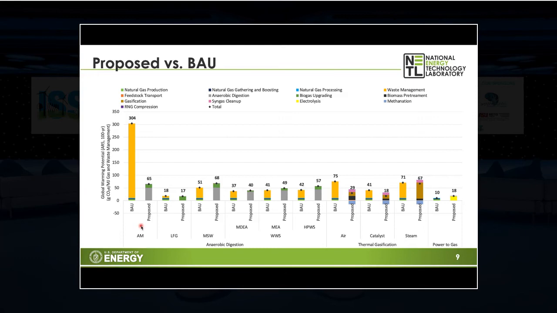This is mainly because in business as usual, animal manure emits a significant amount of methane during traditional management techniques. Therefore, when we capture this methane to produce RNG, it reduces the GWP impact of this feedstock by 79%. This analysis also shows that not all pathways are beneficial in terms of GHG emissions as compared to the business as usual. As we can see, the anaerobic digestion pathway with municipal solid waste and wastewater sludge as feedstock have higher GWP impacts when these feedstocks are used to generate RNG as compared to the business as usual.